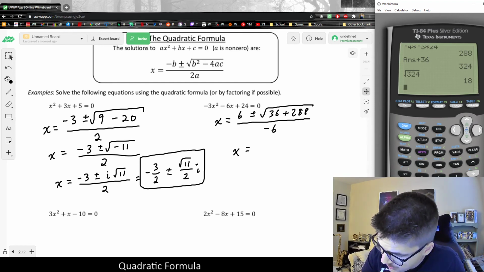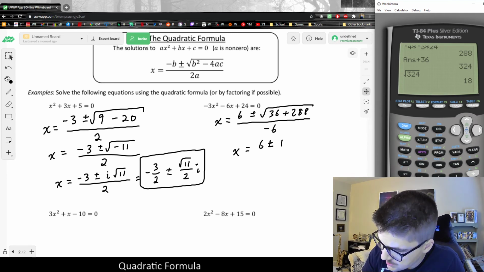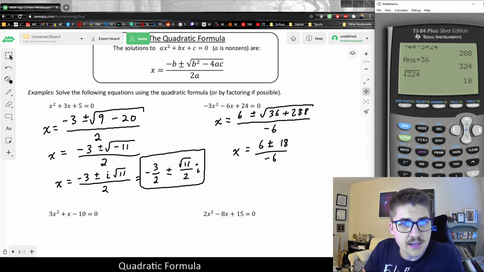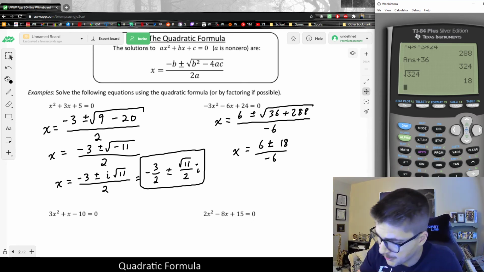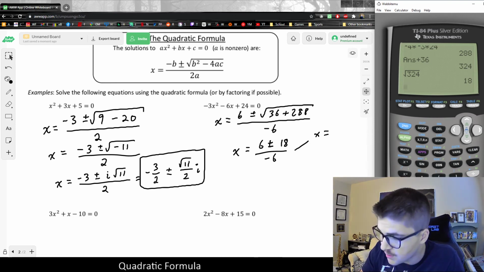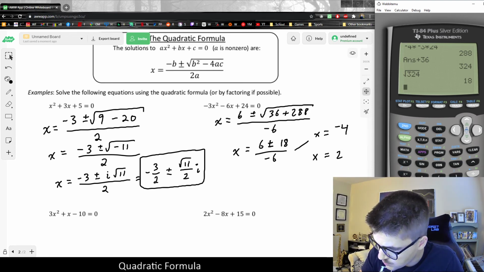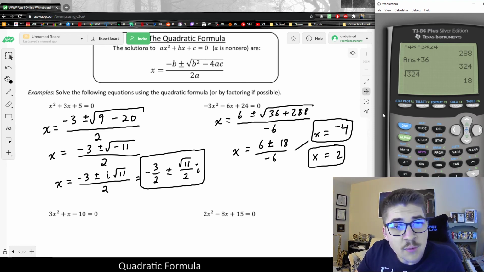So here we're going to have 6 plus or minus the square root of 324, which is 18, over negative 6. And basically in this case, all the roots are gone. There's no i, there's nothing crazy going on, just normal math here. And I'm going to end up with 2 solutions. 6 plus 18 is 24 over negative 6, which is negative 4. And then 6 minus 18 is negative 12 over negative 6, which is positive 2. And I end up with 2 real solutions, 2 and negative 4. And we would have gotten those same answers had we just used factoring.